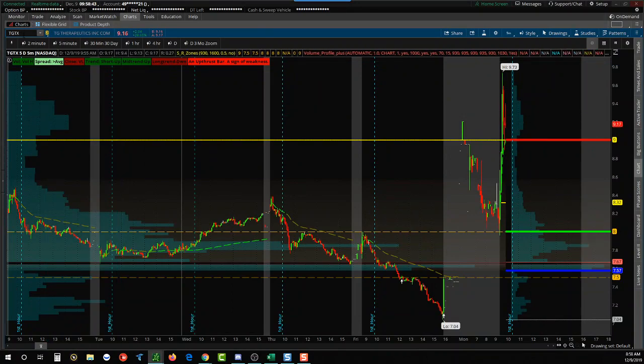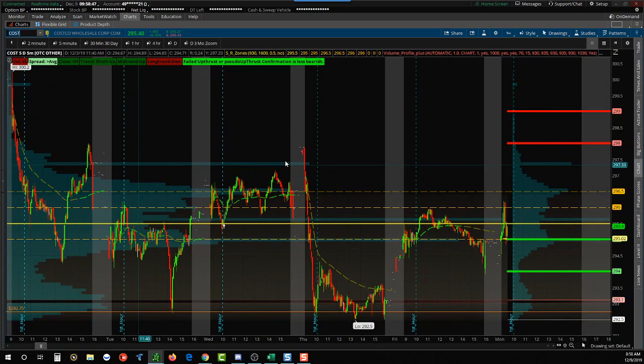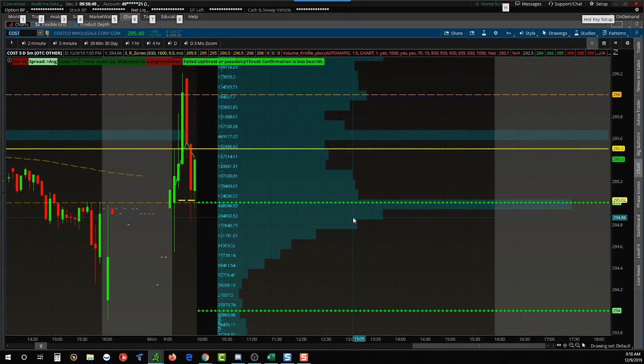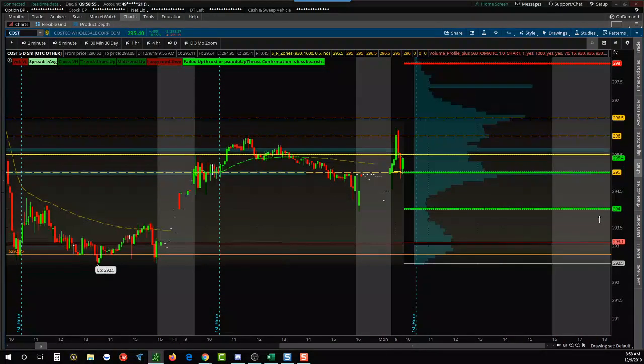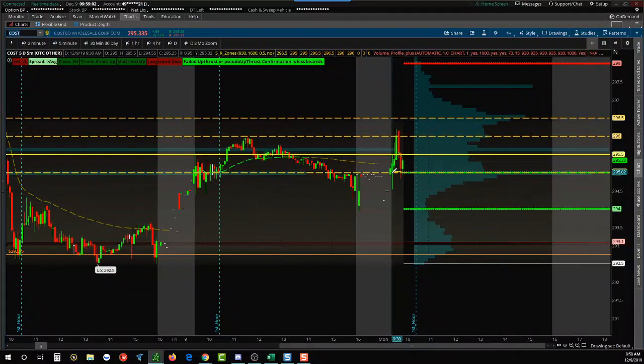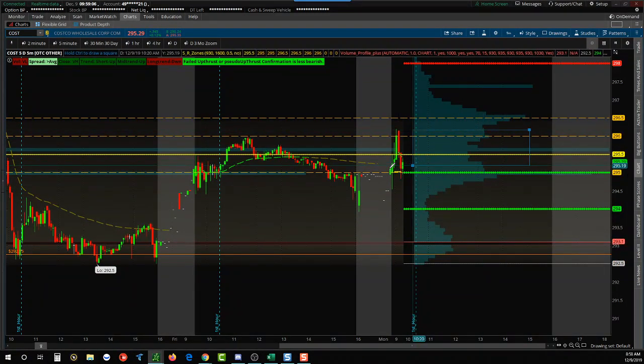Costco. I'm a big fan of Costco. Costco is always a good one to look at. Nice spike at the open, faded back down. Oh, it's trying to come up off of that support. Nice, clean, open range. You're all set up for a breakout from an open range breakout.